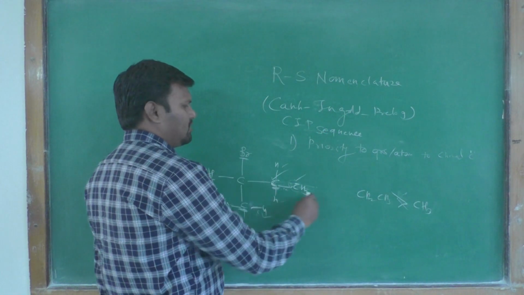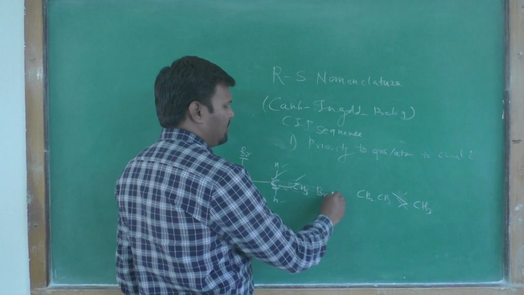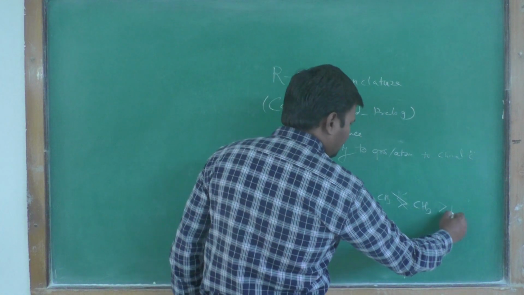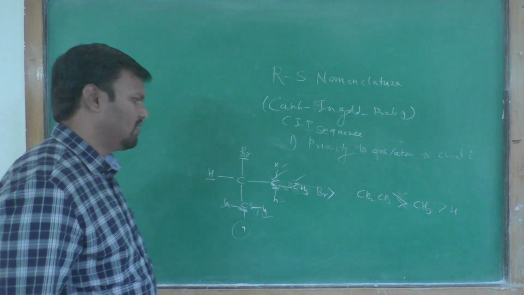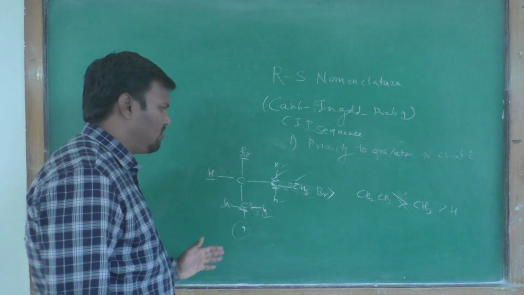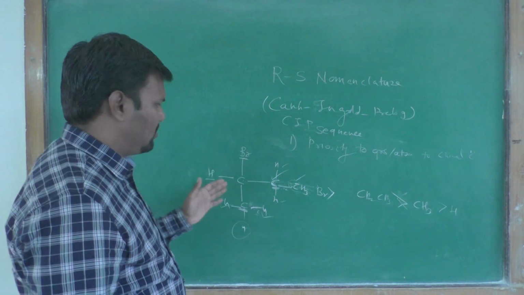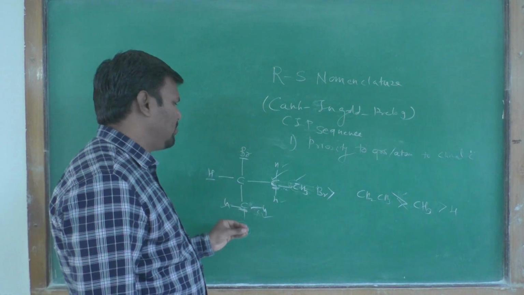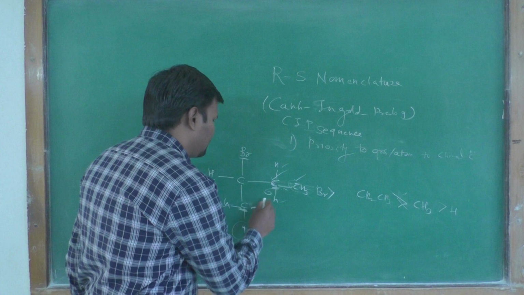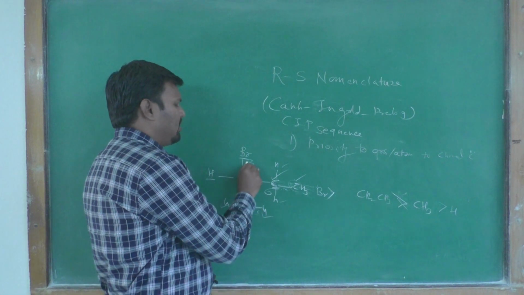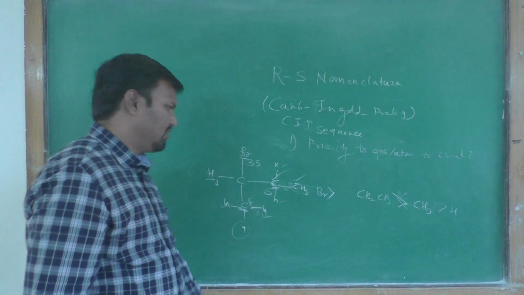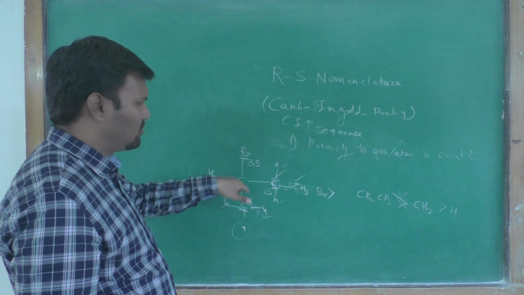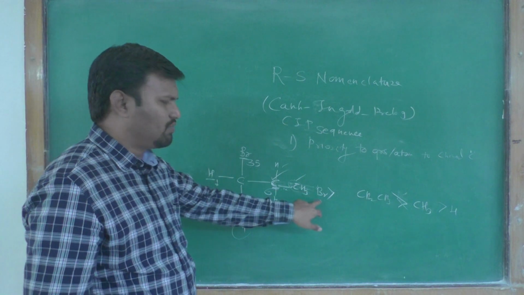Then bromine, with the highest atomic number, gets the first priority, and hydrogen gets the last priority. According to the first rule we decide which attachment has the higher atomic number. Carbon is number 6, bromine is 35, and hydrogen is 1. Therefore 35, no doubt, is more than these two groups, so bromine is the first priority group.